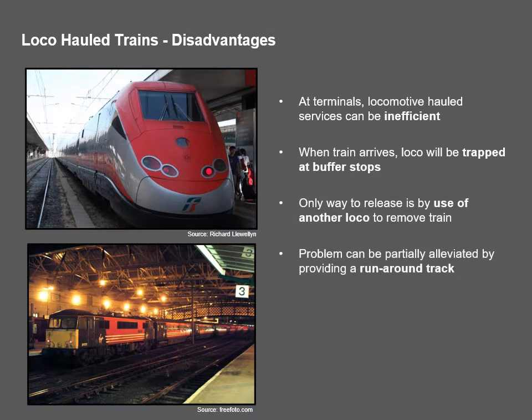So at terminal stations, for example with no through line, locomotive hauled services can be inefficient. When the train arrives, the loco will be trapped at the buffer stops, and the only way to release it is to use another loco to remove the train. The problem can be partially alleviated by providing a runaround track and associated S&C. However, this takes up valuable space in the station and also increases the turnaround time.